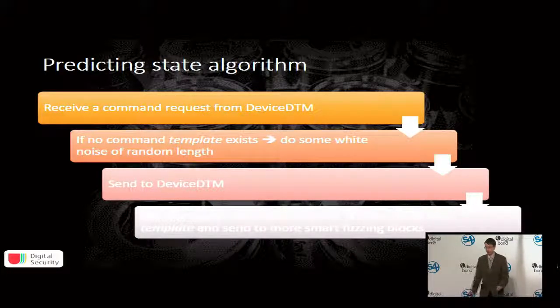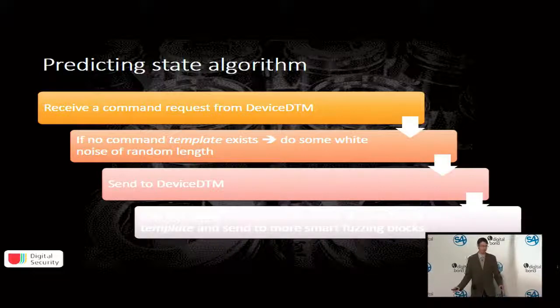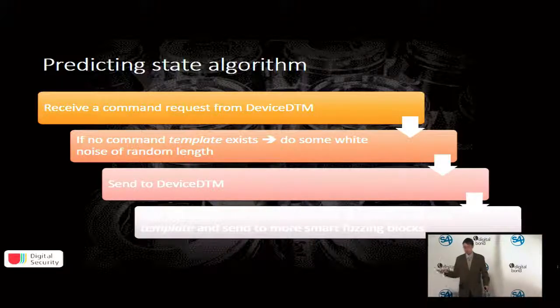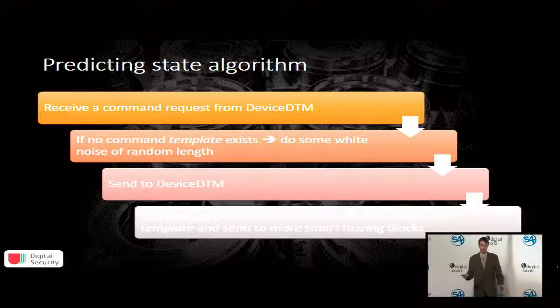So we receive a command request from the device DTM. If we have no information and no template for this command, we do some white noise generation of random length and send it back. If we receive the next command, then we are lucky, and we could take our generated white noise as a kind of template. Then we will do some advanced fuzzing with this template. In the other case, we just repeat, and it works.